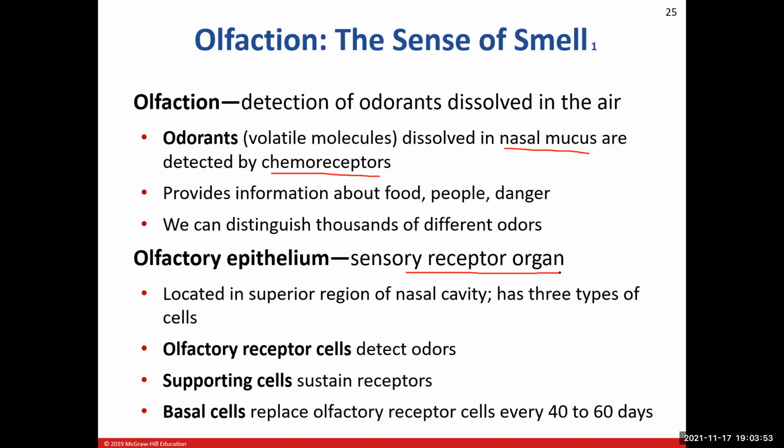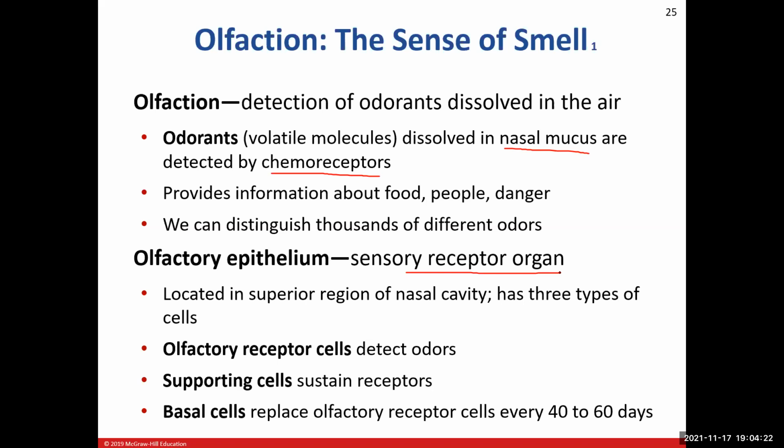The first are going to be our olfactory receptor cells. These are the cells that are able to detect the odors that the odorant molecules have produced. And then we have the supporting cells, and they play the role that glial cells do for the nervous system. They help to sustain the neurons, where the supporting cells help to sustain and protect our olfactory receptor cells.